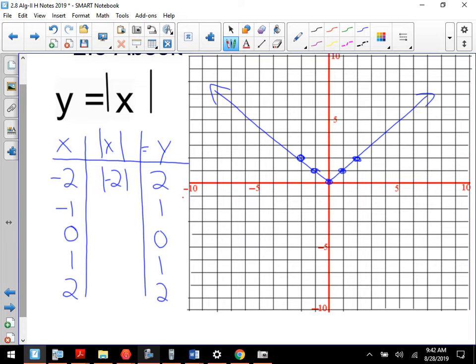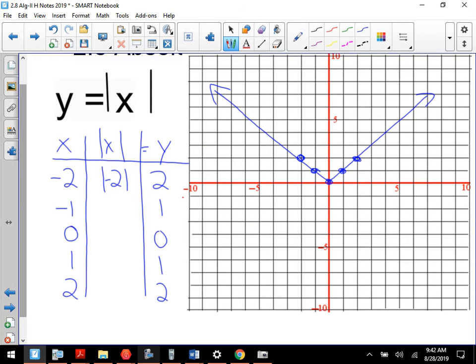Yes, sir? Basically, what would happen is you just take everything where the y value is negative, and you just flip it upside down. It's kind of almost like an inverse. Yes, kind of. All right.